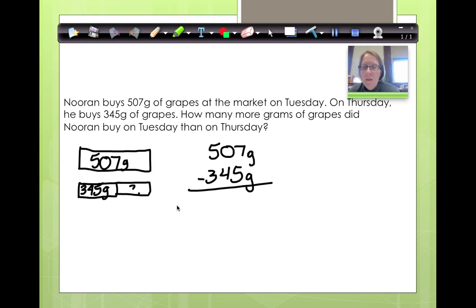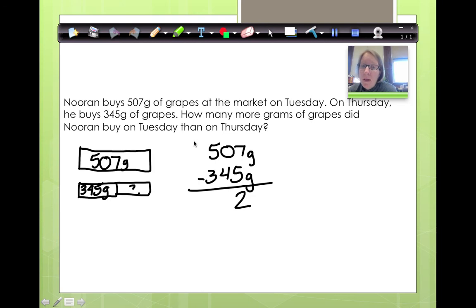Okay, welcome back. Let's take away. This right here is going to be our minuend. This 345 is our subtrahend. This is the number we're subtracting. Okay, 7, take away 5. What is that? What's left? 2 is left. I have 0. I can't take away 4 from a 0, so I need to regroup.